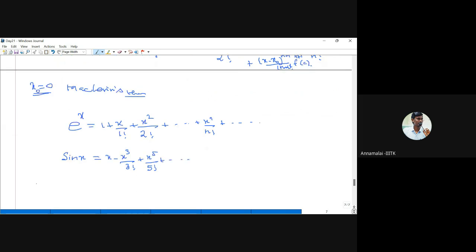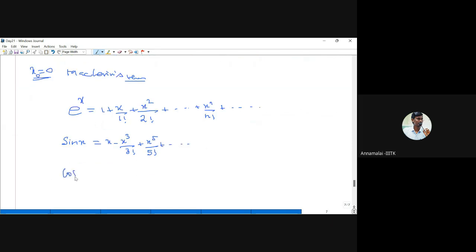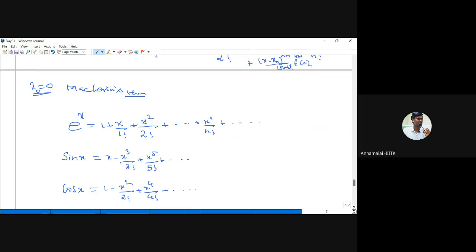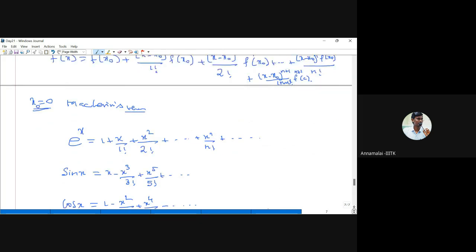Similarly, we define cos x. Any continuous differentiable function can be written as a power series. So cos x is 1 minus x square by 2 factorial plus x power 4 by 4 factorial, all even powers. This is the Taylor series expansion of cos x about the point 0, which is actually a Maclaurin series. So these are the things. The only thing remaining is to find the radius of convergence. We will discuss it in the next class.